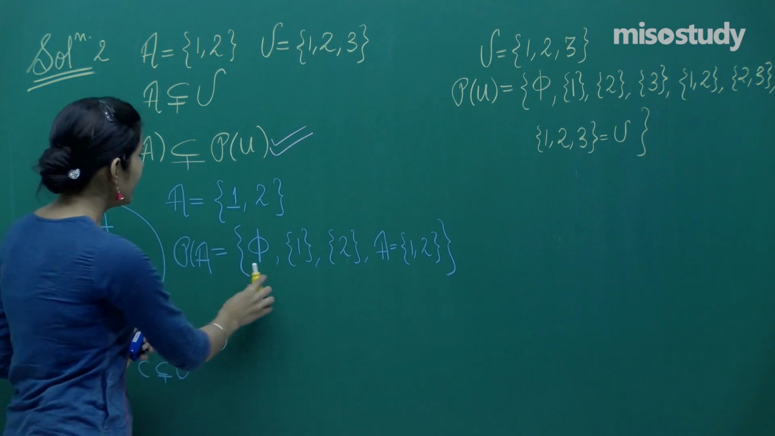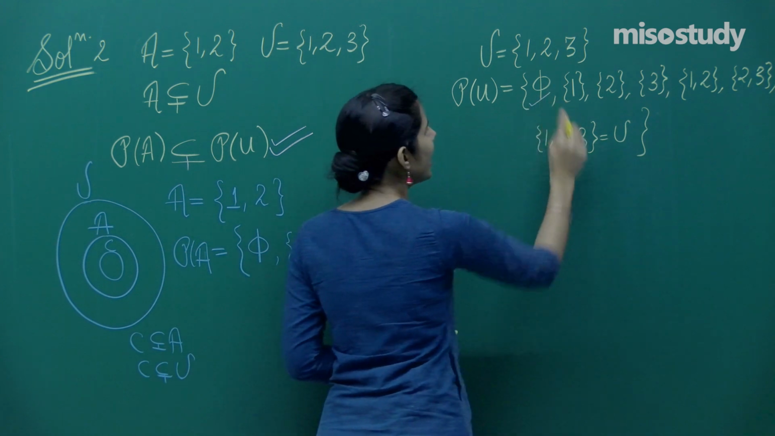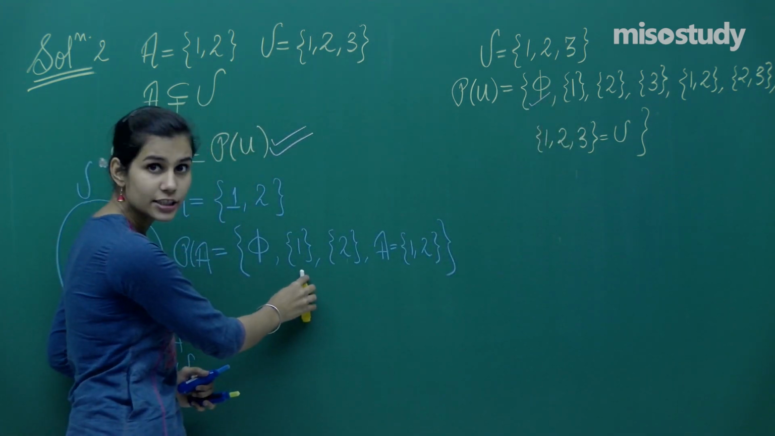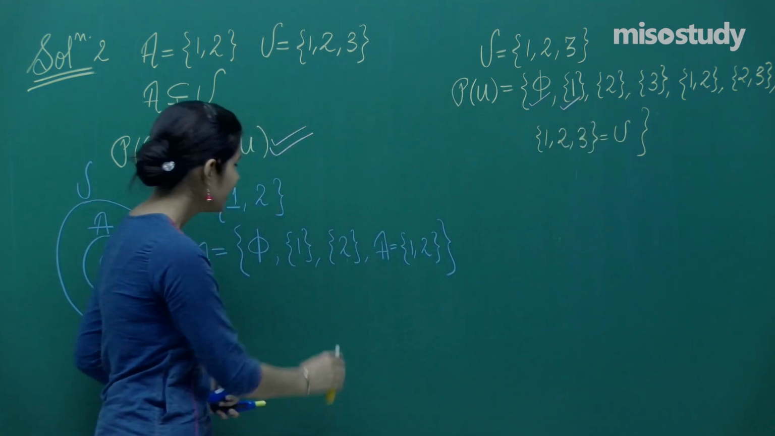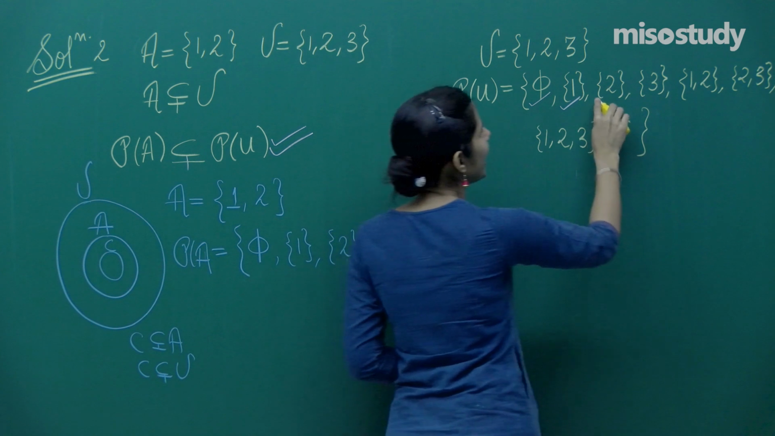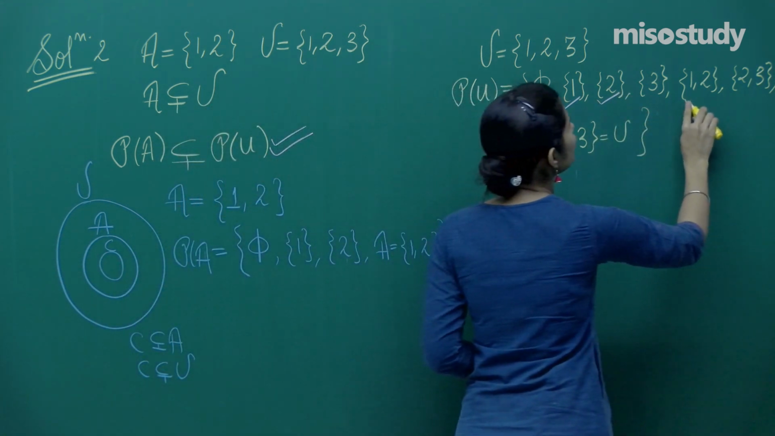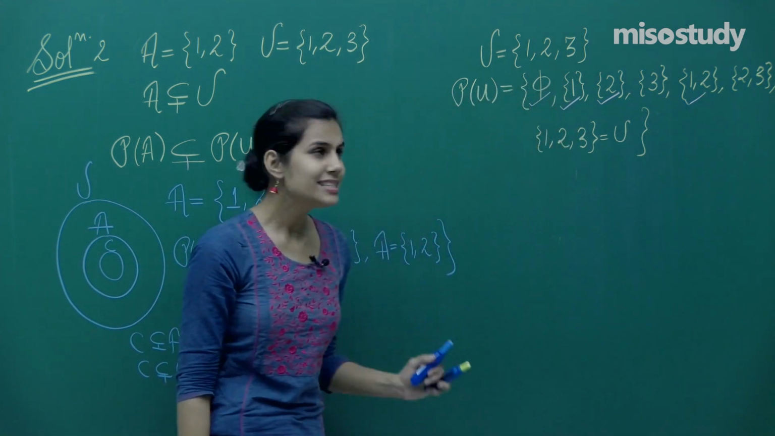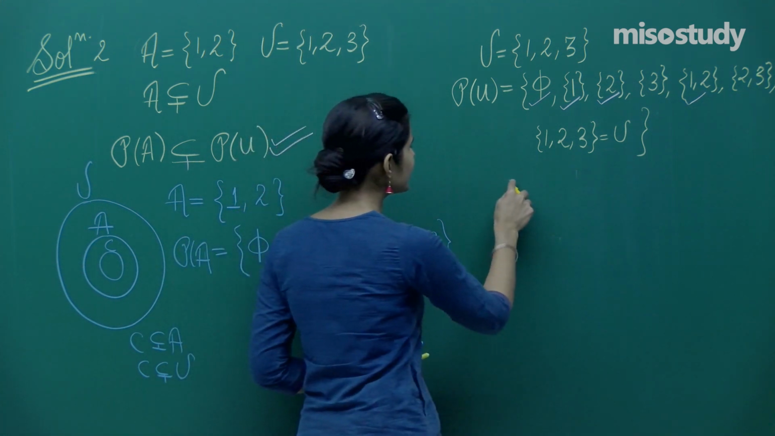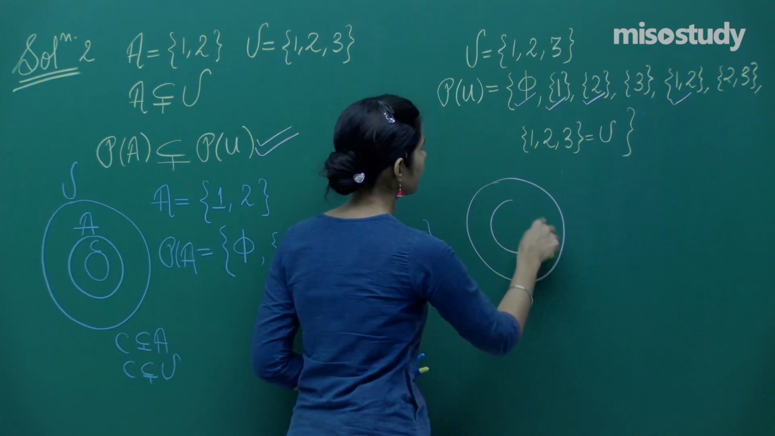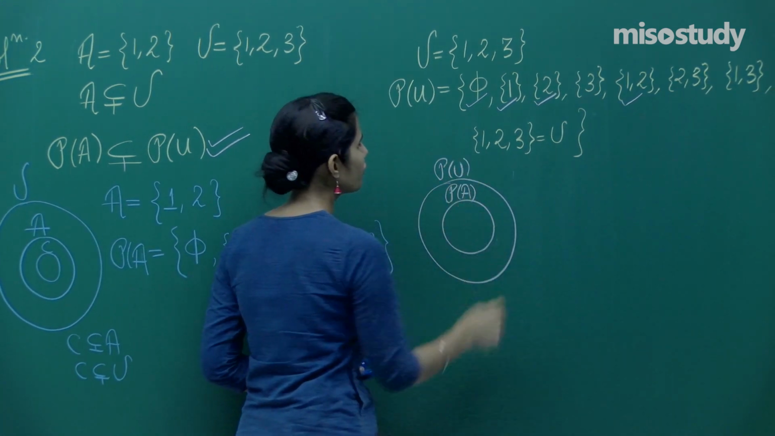Let's check. Is element phi inside power set of U? Yes, we have it. Is singleton {1} inside power set of U? Yes, we have it. Singleton {2}? Oh yes, we have that also. And {1, 2}, which is my set A, is also sitting inside it. Once you have the members which are sitting inside power set of U, you have this scenario. This is my power set of A and this is my power set of U.